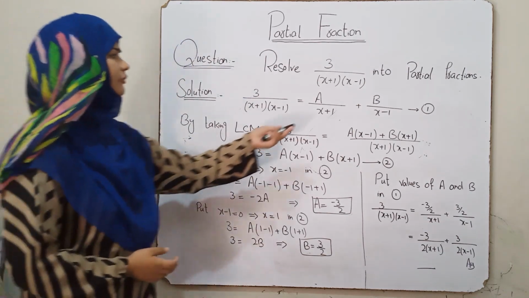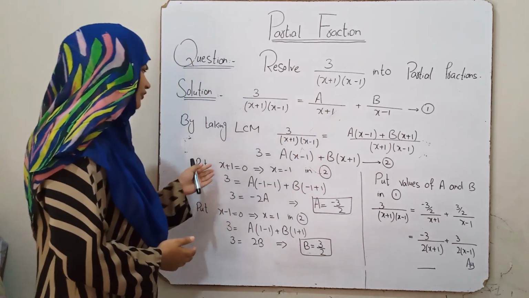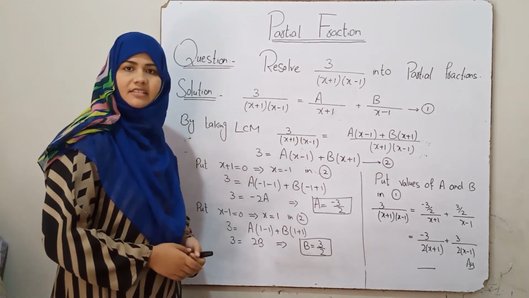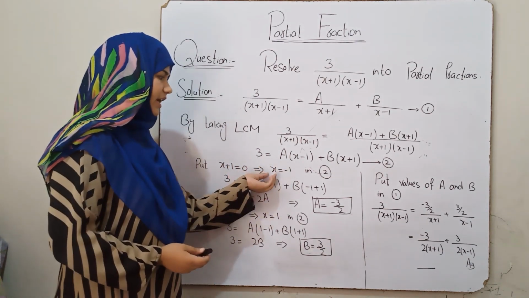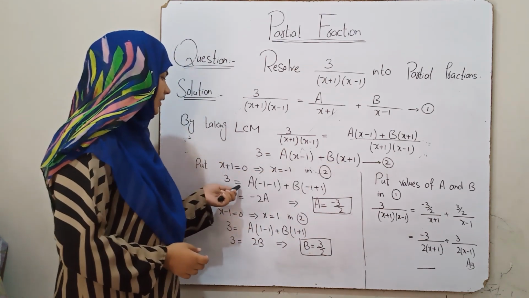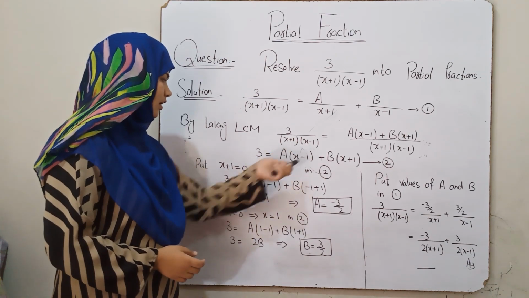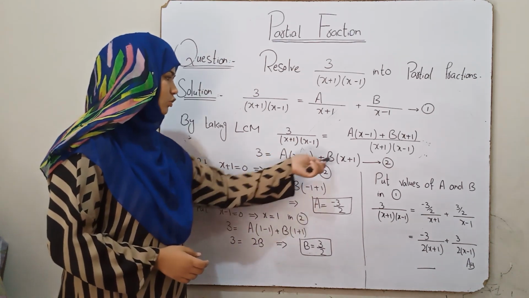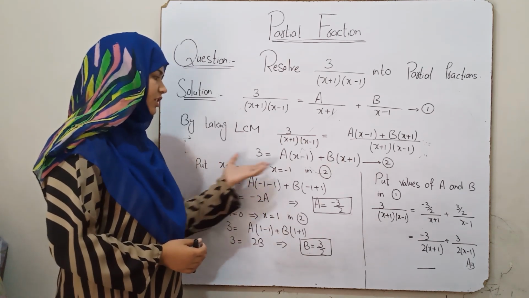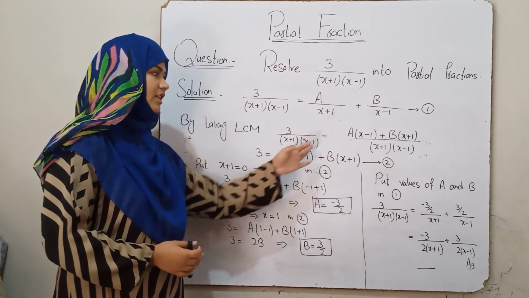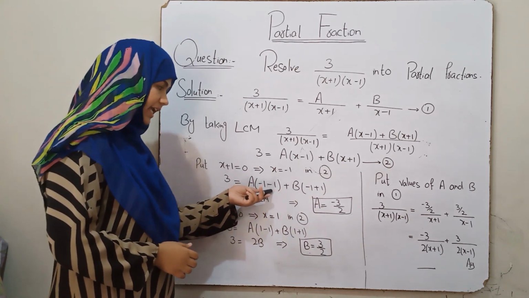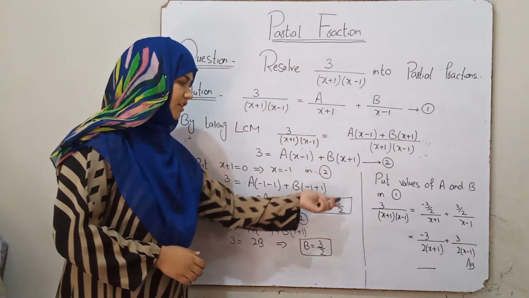Now we take first factor x plus 1 and putting that factor equal to 0, we obtain a value of x, that is minus 1. Put x is equal to minus 1 in equation number 2, we get 3 is equal to a into minus 1 plus b into minus 1 plus 1. Clearly you can see that by putting the value of x equal to minus 1 in equation 2, we get the value of a, that is minus 3 by 2.